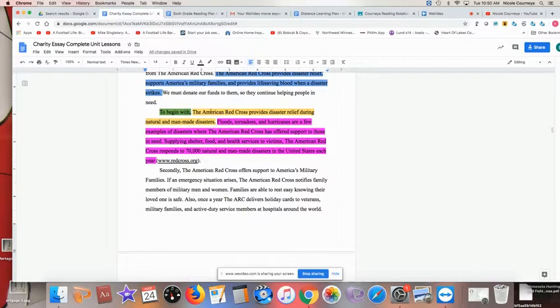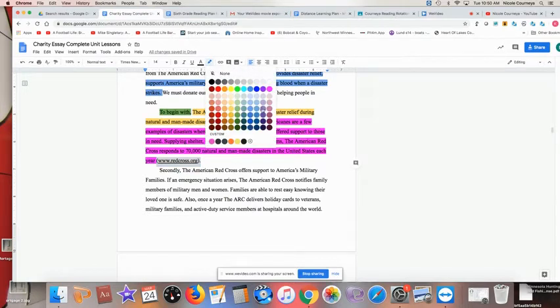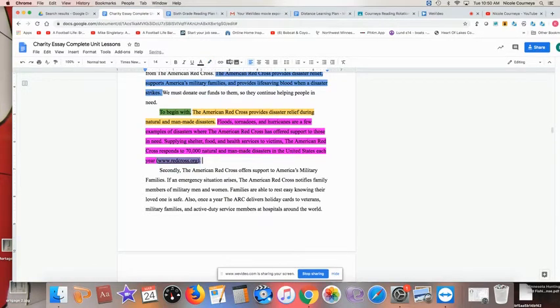You'll notice too that I said the American Red Cross 1, 2, 3 different times. That's okay. I'm being really specific. I want people to know who I'm talking about and who is doing all of this work. Okay. Down here, we're going to call this our citation. It's also called the source. It's where the information came from. And we're going to color that in purple.